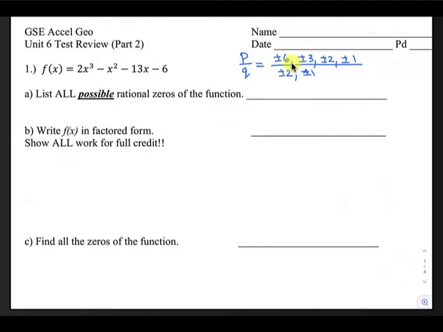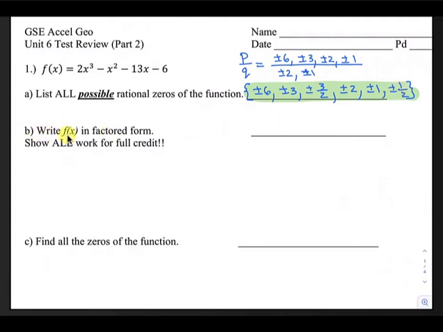When we simplify that and come up with all the combinations of fractions, we get plus or minus 6, because 6 divided by 1 is 6, and 6 divided by 2 is 3. Then you'll have 3 divided by 2 is 3 halves, and 3 divided by 1 is 3, but we've already listed that one. Then you have 2 divided by 1 is 2, and 2 divided by 2 is 1. And then 1 divided by 1 is 1, which we already have, and 1 divided by 2 is 1 half. So these are all of our possible rational zeros.